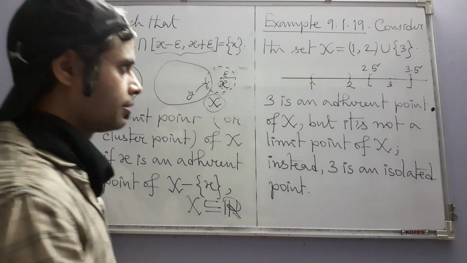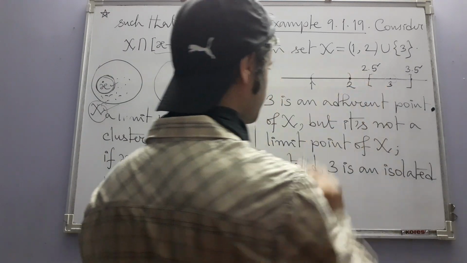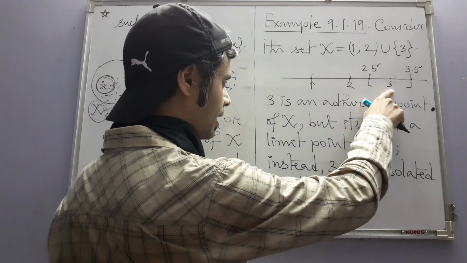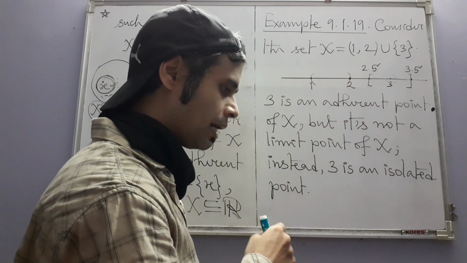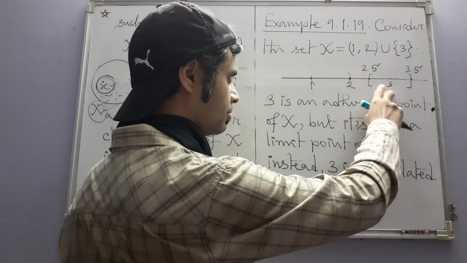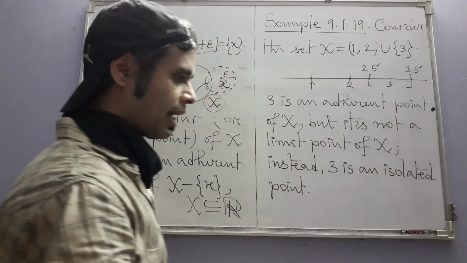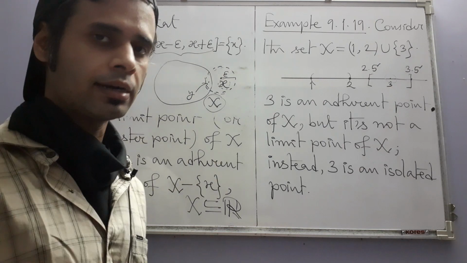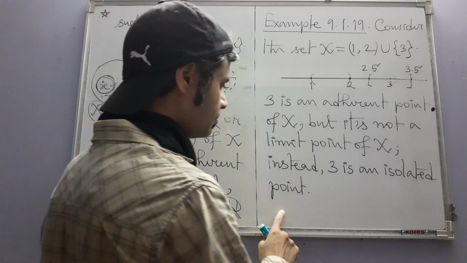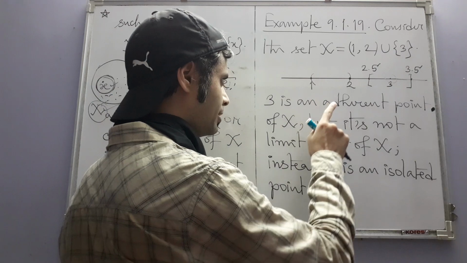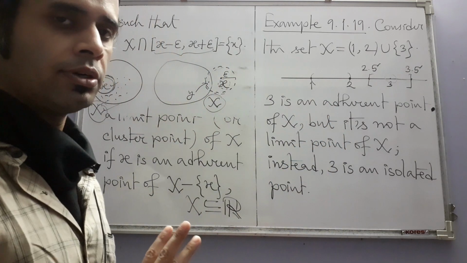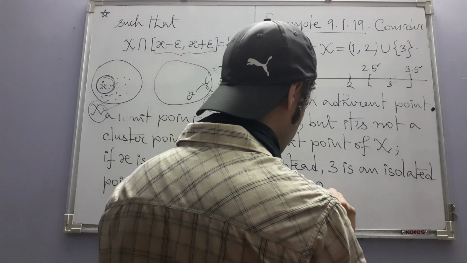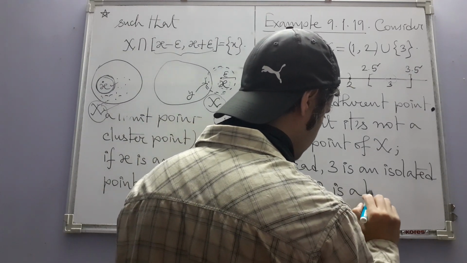On the other hand, if one looks at 2, you keep in mind that for an isolated point, we just need one neighborhood around that point in which the point is alone, in the sense that there is nothing else from the set around that point. But to show that a point is a limit point, every neighborhood has to be checked. 2 is a limit point.